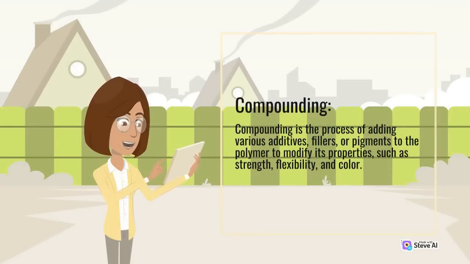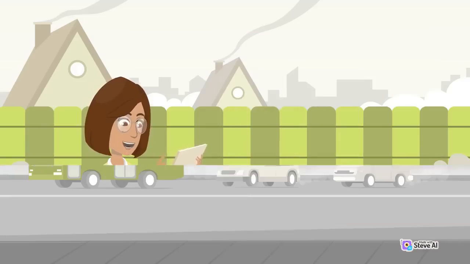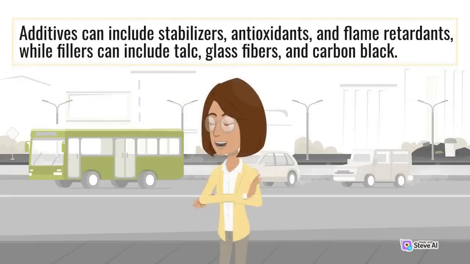Compounding. Compounding is the process of adding various additives, fillers, or pigments to the polymer to modify its properties, such as strength, flexibility, and color. Additives can include stabilizers, antioxidants, and flame retardants, while fillers can include talc, glass fibers, and carbon black.